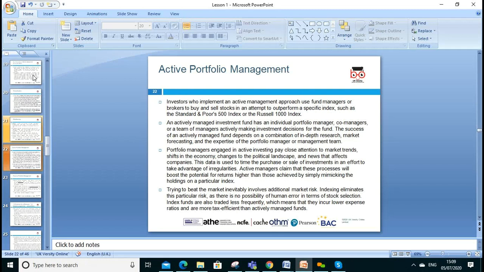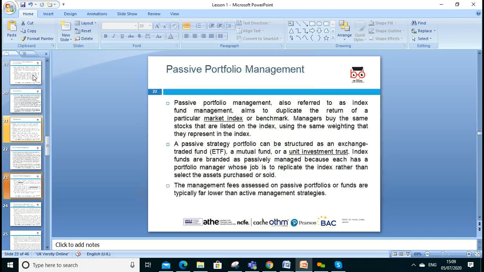Okay, rebalancing is one of the active portfolio management approaches. Investors who implement an active management approach use fund managers and brokers to buy and sell stock and attempt to outperform a specific index such as the Standard & Poor's index, and thus we need to look at the Russell 1000 index. These are different indexes. We can use them for portfolio management in terms of the security portfolio.